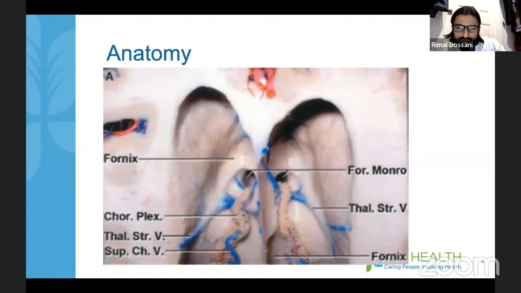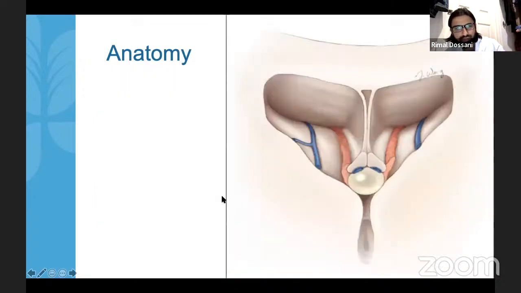The reason why these two veins are particularly important is when you're in the ventricle, it's important to know which ventricle you're in. Are you in the right ventricle or are you in the left ventricle? And the way to know that is to look at the relationship of the thalamostriate vein to the choroid plexus. So if the vein is to the right of the choroid plexus, then you're in the right ventricle. If the vein is to the left, then you're in the left ventricle.